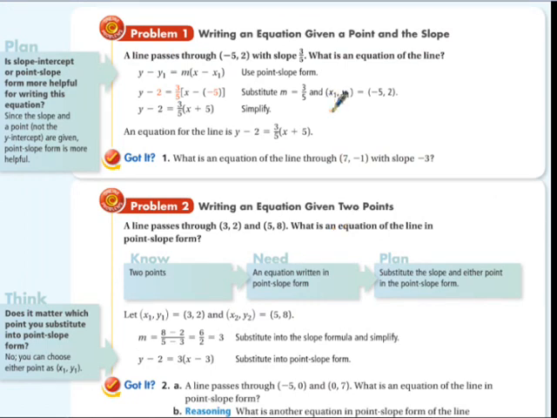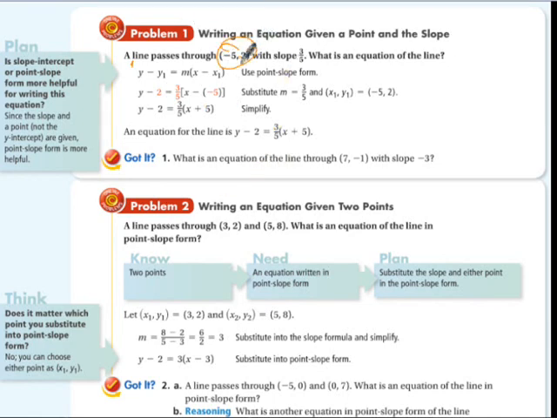So let's look at how we can use this. First, just real simple, writing an equation given a point and the slope. Don't overthink this, guys. This is as easy as it gets. What you need to memorize is the formula. Okay? So it's y minus the y value equals the slope times the quantity of x minus the x value.